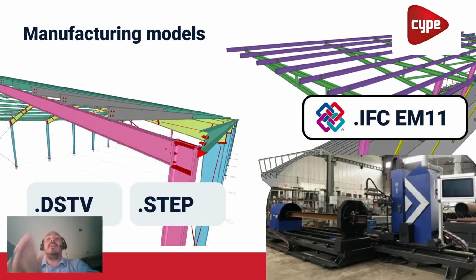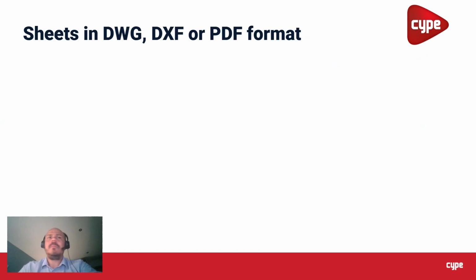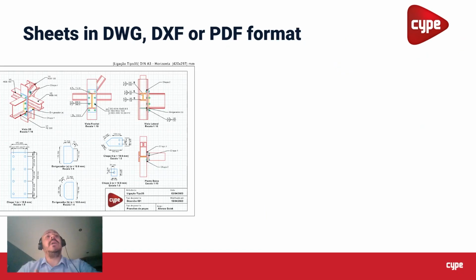And there is also another option called IFC EM11. That is one specific type of IFC that can also be exported, and in some situations it can be used, because in this specification of the IFC format, you can also add all the information related to the manufacturing of steel structures.